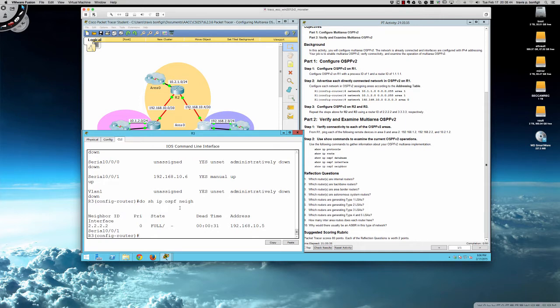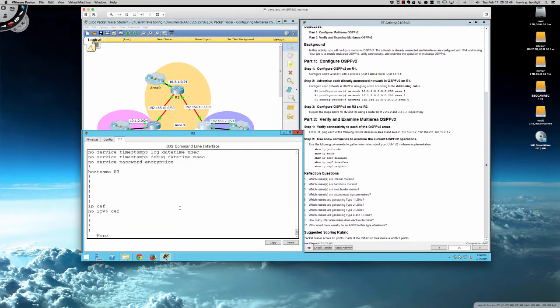All right, so we've got that set up. Let's do a do show run. Did I add in all of the networks? I don't believe I did. I went right by it there. Yeah, so I've only put one network statement in. So let's add in a network.